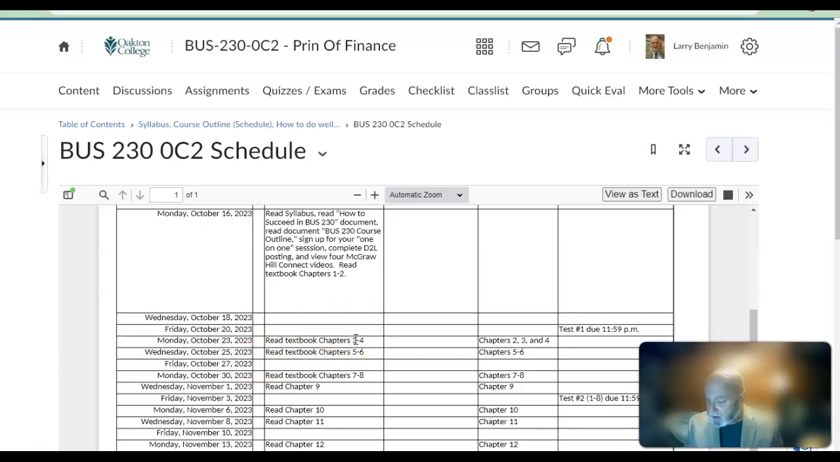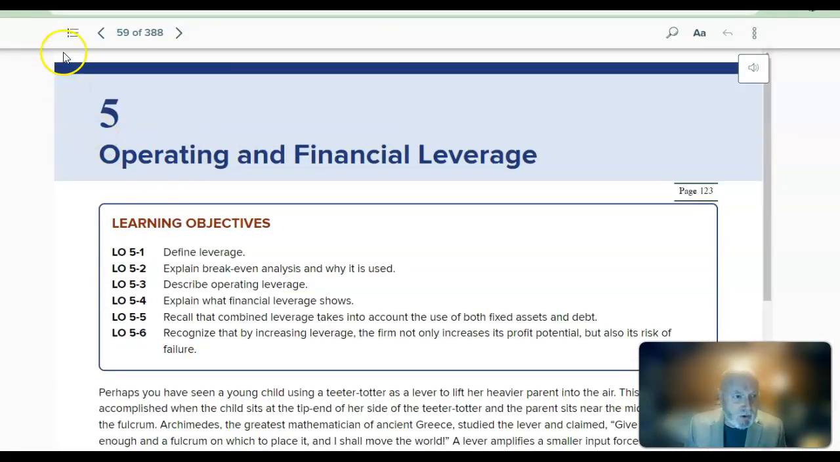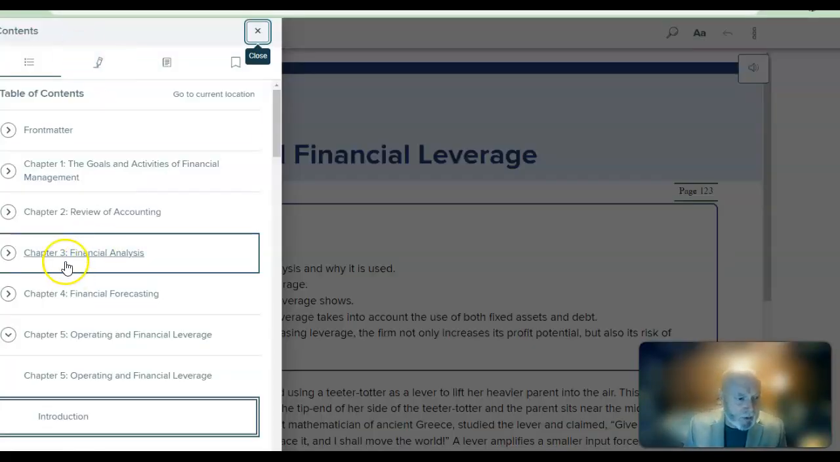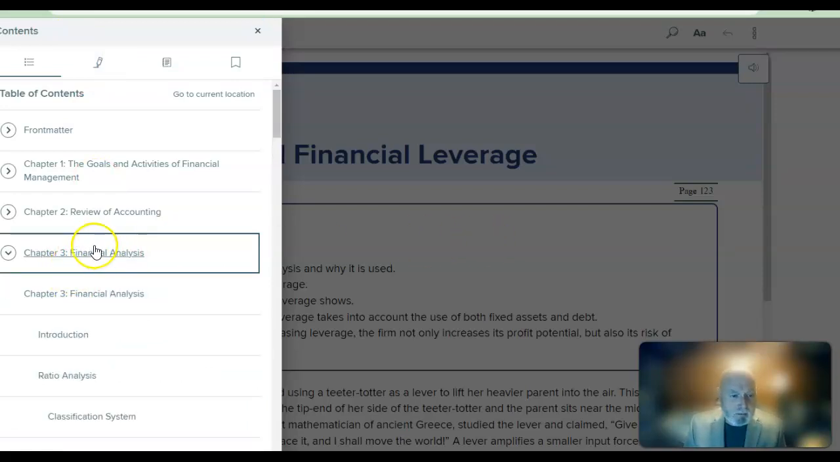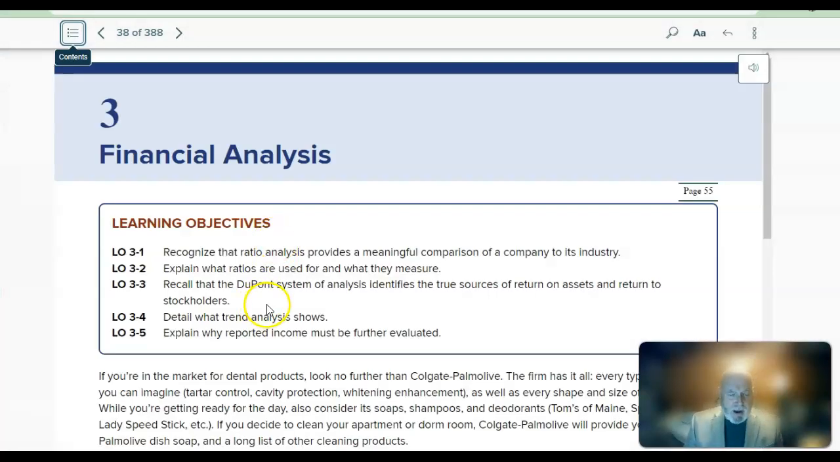Chapter 3, we're going to start getting into financial analysis, and that's a really important part of what we do in finance. So let me open up chapter 3 so you can look at it. In financial analysis, we start thinking about how we really take a good look at what the financial performance of an organization is. There's a couple of ways of going about doing that, but one of the most important ones is ratio analysis. And financial ratios are used very, very commonly, both by investors and financial managers.